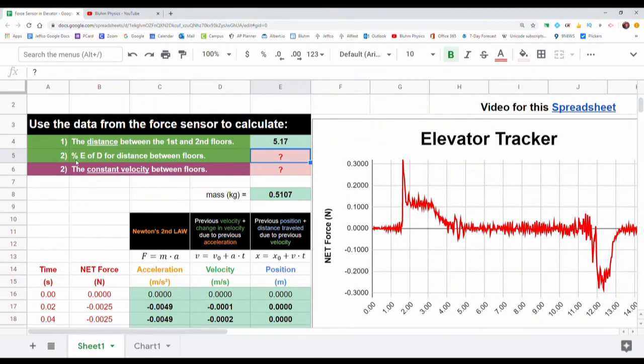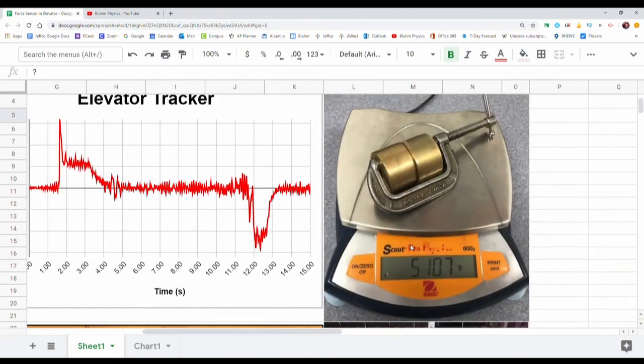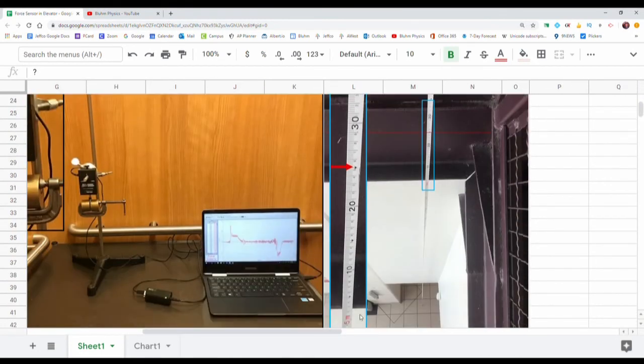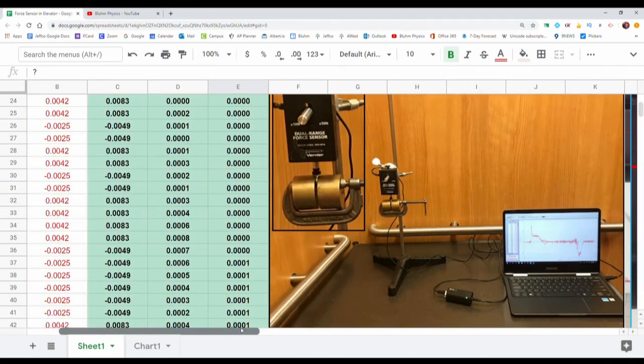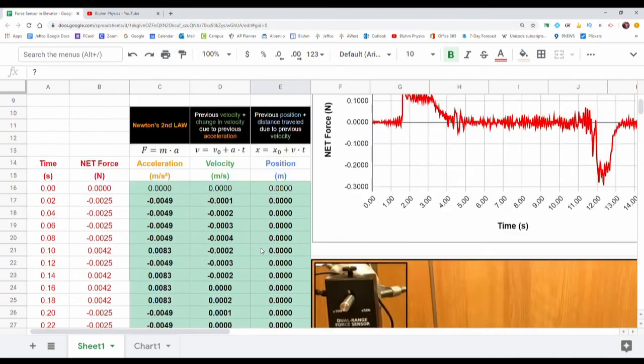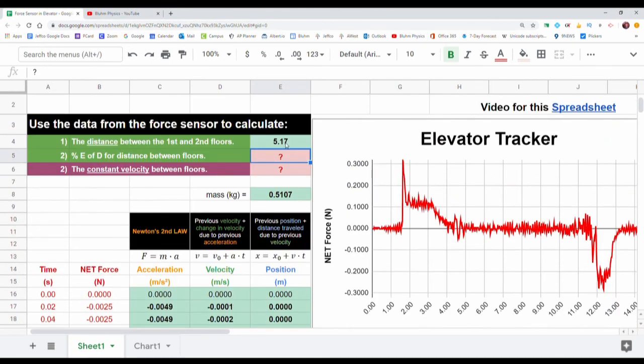Okay. The percent error of difference between the two floors. Well, if we look at the actual tape measure, it looks like it was 5 meters and another 25 centimeters. So it looks like it was about 5.25 meters. So let me come over here. And we thought it was 5.17 meters, but being off by 8 centimeters is not too bad.